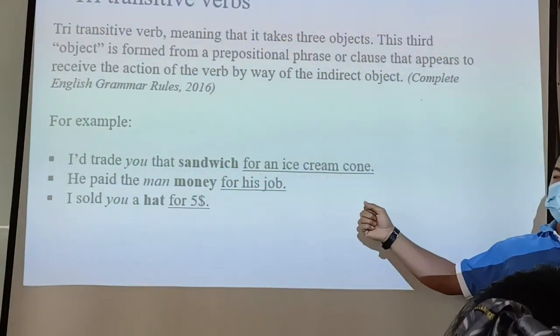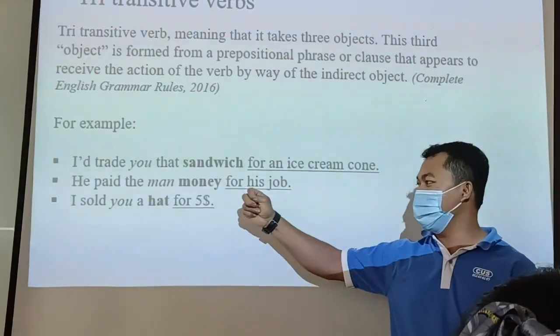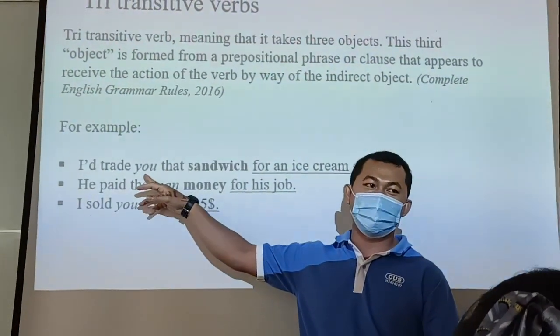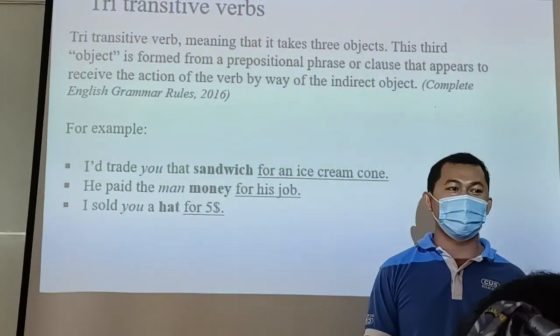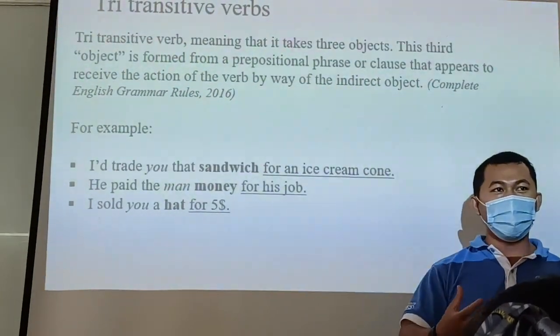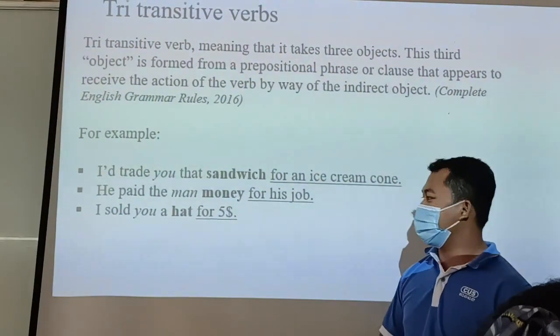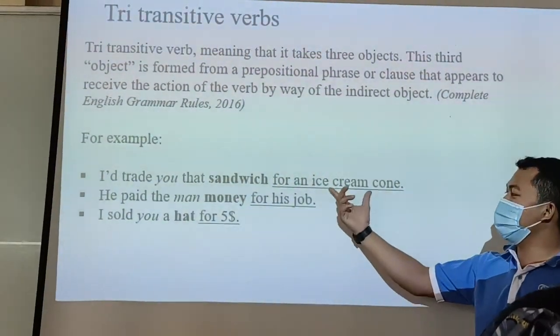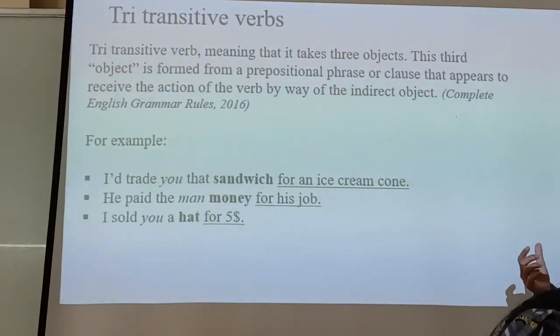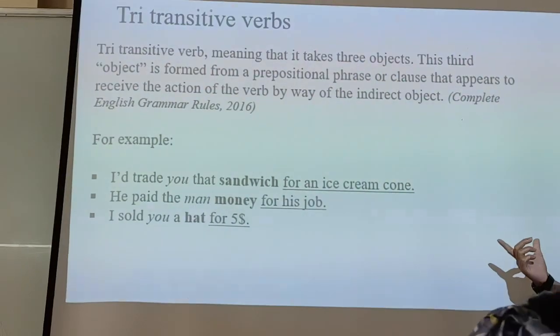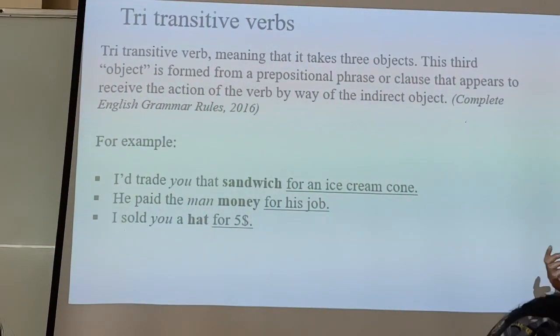Sandwich. Sandwich is highlighted, right? Italic is the indirect object. If you trade me one, you trade me a sandwich. So sandwich is direct, and you is indirect. This is the third object in the sentence, which receives the action related to the sandwich.